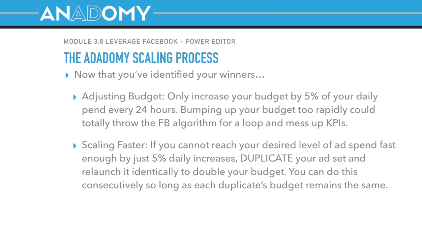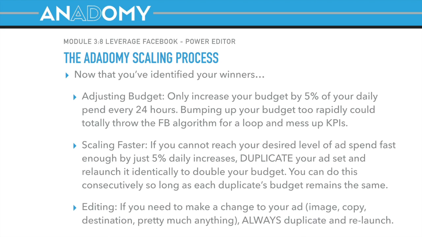Anytime you duplicate your ad set, always treat it like a test and make sure you monitor your key performance indicators for 24 to 36 hours after duplicating that ad set. Finally, editing. If you need to make changes to your ad, this includes images, copy, the destination page, pretty much anything, always duplicate it and relaunch it. So if you notice a typo in your ad, or if you're spending too much money, or if you want to swap out another image, don't simply go in there and make changes to a live ad. Never change a live ad except for a 5% increase in daily budget.